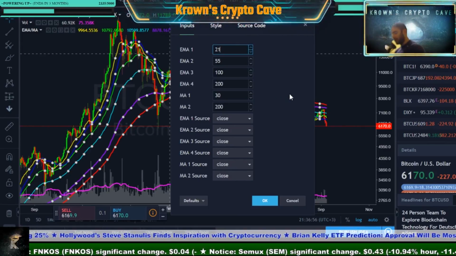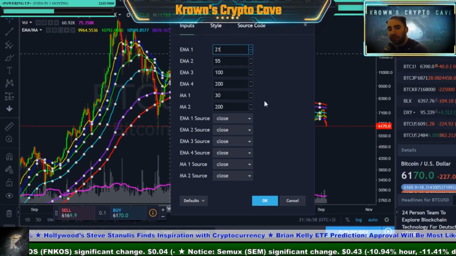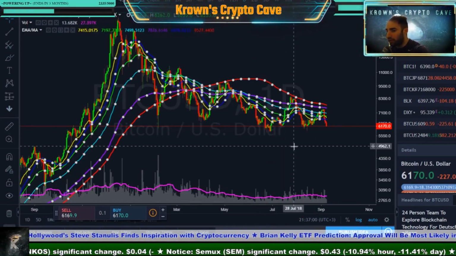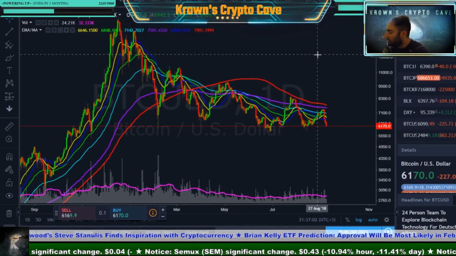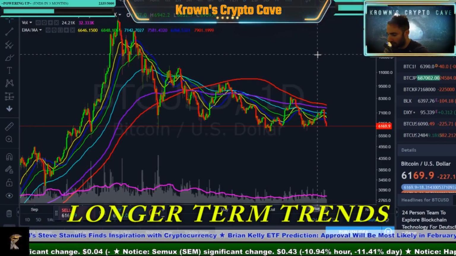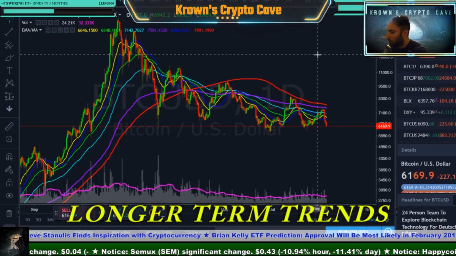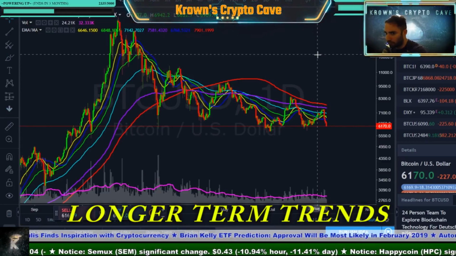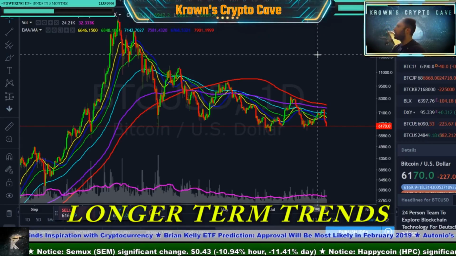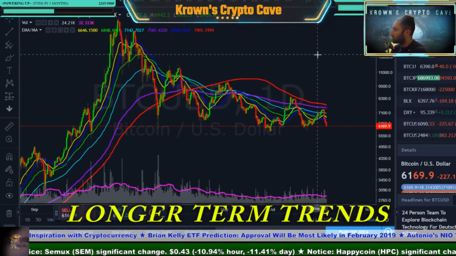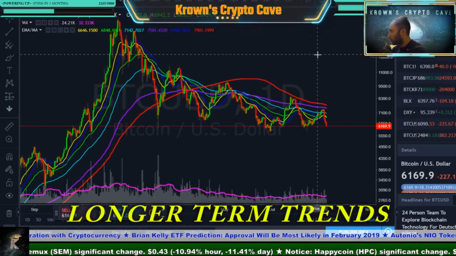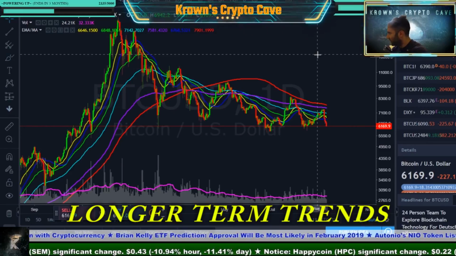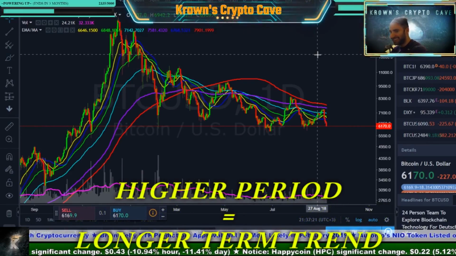So, with that said, how can we actually use this, or what does it actually really tell us about price action? Well, it literally tells us about the longer term trends. The higher the period, the longer amount of time that has passed in the averaging formula. So it's a better gauge of more long-term price action. Again, the higher the period, more long-term geared towards, if that's a good way of explaining it.